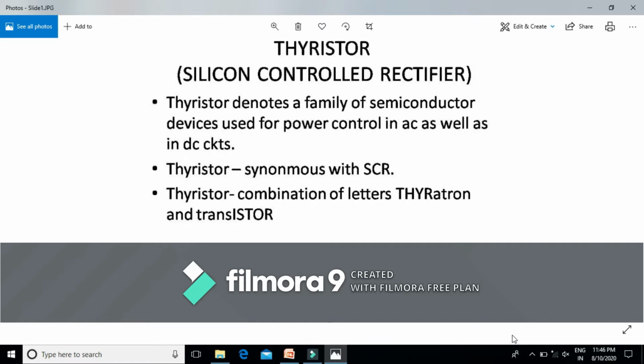The word thyristor is derived by a combination of letters THYR from thyratron and ISTOR from the word transistor. That means the thyristor can also be defined as a solid state device like a transistor that has characteristics similar to that of a thyratron tube.